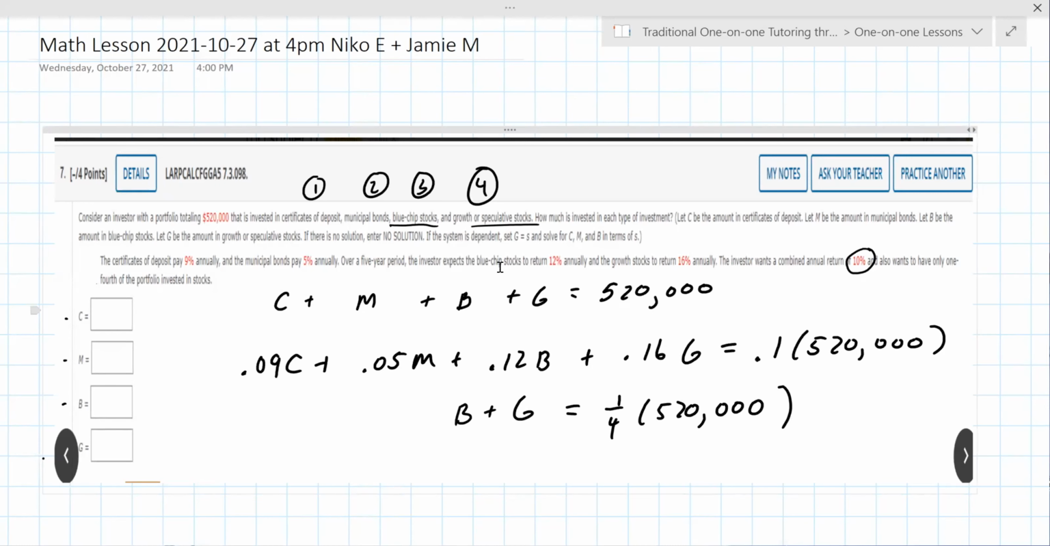What I'm bothered by, and I'm tempted to just put this in a matrix and solve it, is I'm not seeing a 4th equation. Unless it's over a 5-year period, unless that's this as well. I don't think so though.